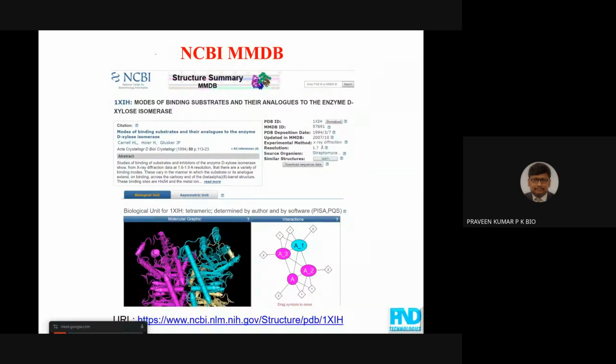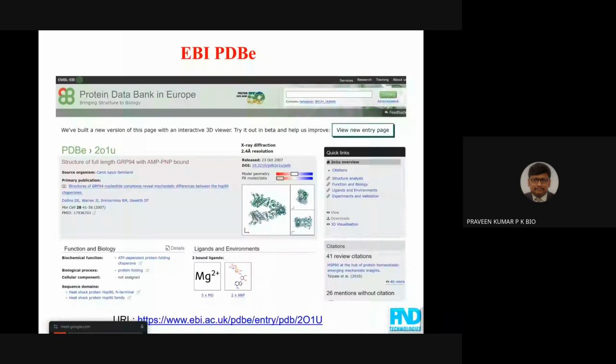The next structural database we search is the NCBI molecular modeling database. Even in NCBI, we have a structure database, which we call the molecular modeling database. So in NCBI, if you select structure and type any PDB ID, it directly takes you to this database where you can download the 3D structure. To download the 3D structure, we have to click here. We also have an online structure visualizer in NCBI itself to visualize the structure.